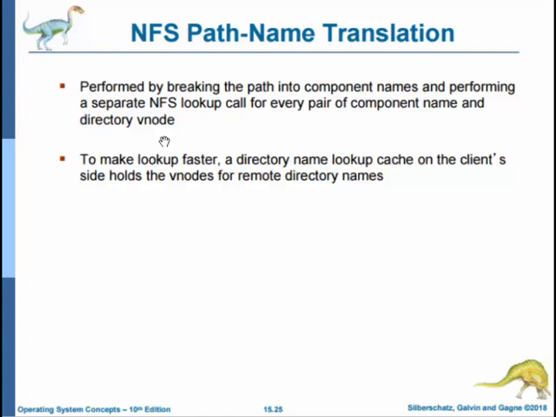Once a mount point is crossed, every component lookup causes a separate RPC to the server. This expensive path name traversal scheme is needed since the layout of each client's logical namespace is unique, dictated by the mounts the client has performed. To make lookup faster, a directory name lookup cache on the client side holds the vnodes for remote directory names.